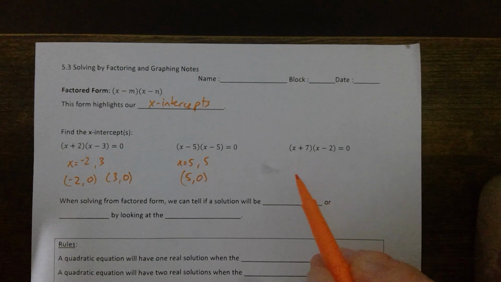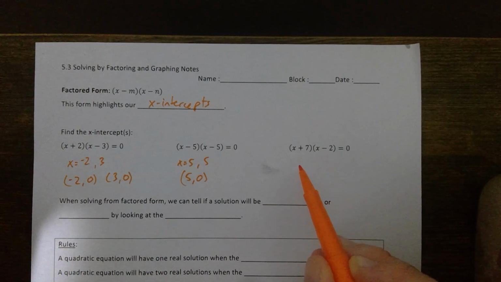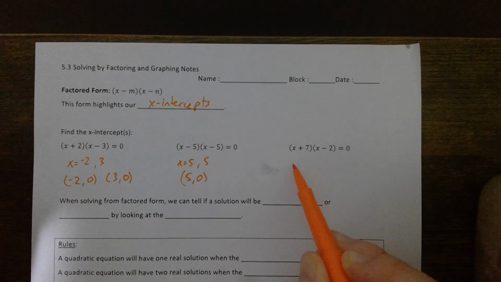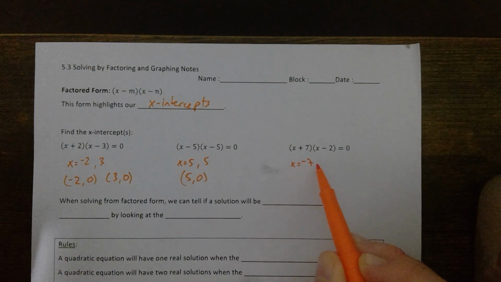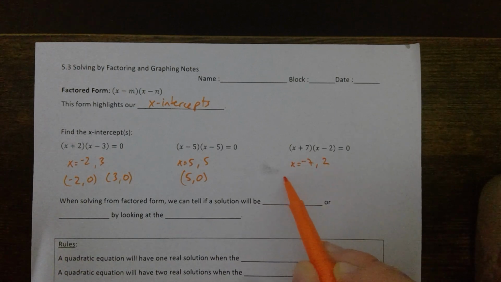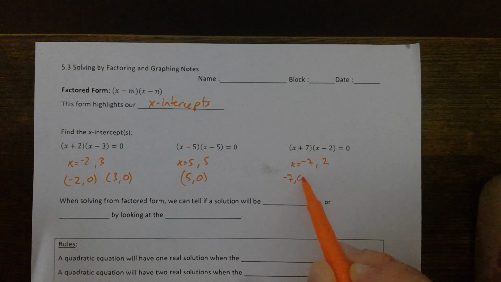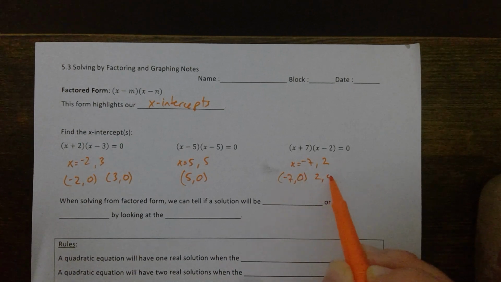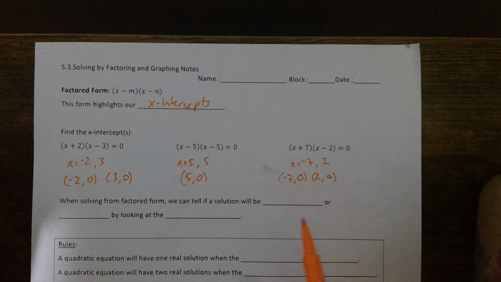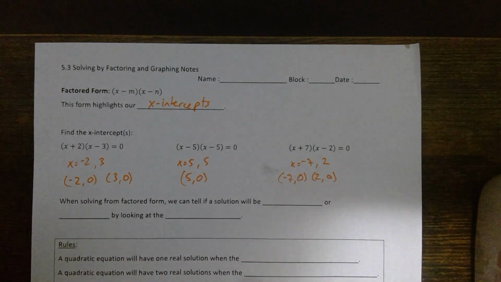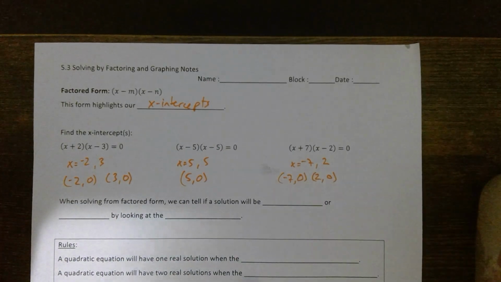And then our last factored form equation, we have x plus 7 times x minus 2. So we're going to have x equals -7 and +2. So we'll write this as ordered pairs here, -7 comma 0 and 2 comma 0. So far we've just done some review of what we saw last semester with our factored form.